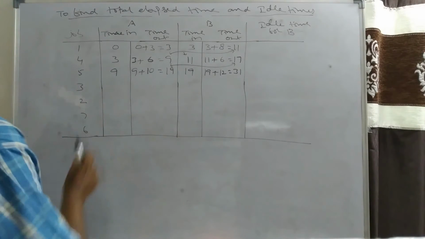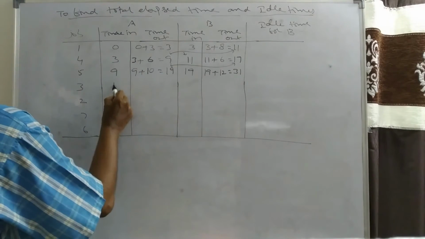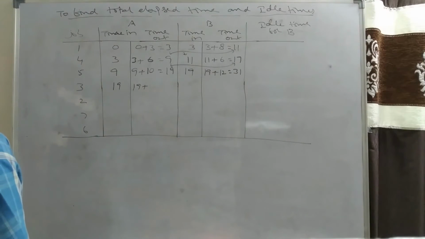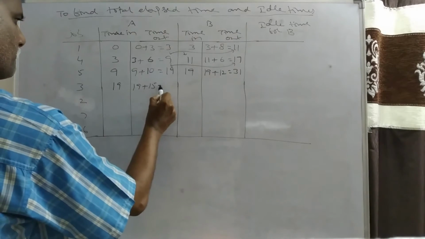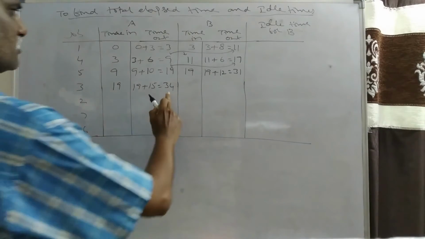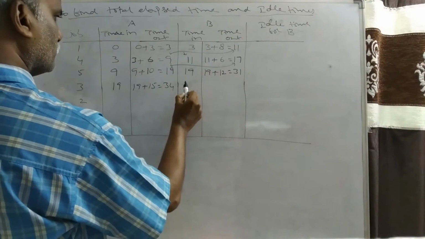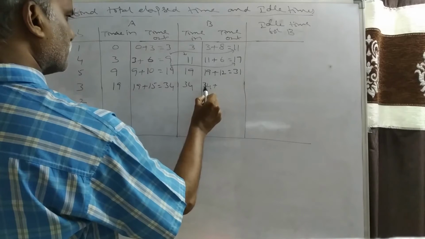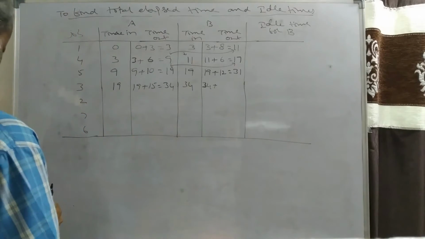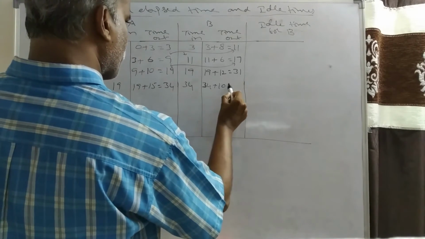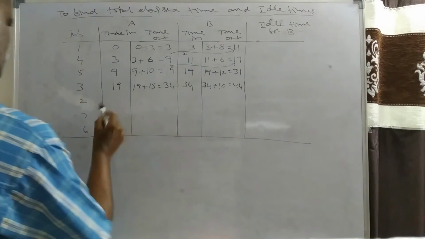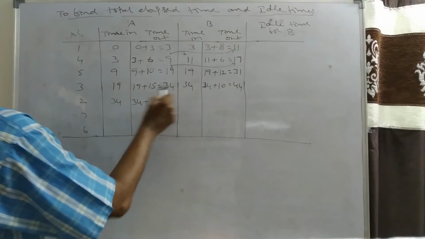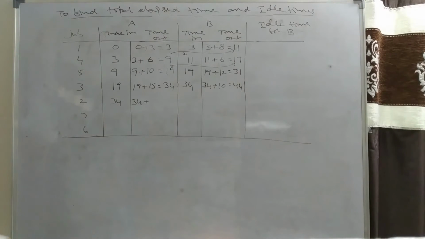Right. Next, job 3. So here timing is 19. So 19 plus duration of job 3 on machine A, 15, so 34. So the maximum of these two is 34. 34 plus duration of job 3 on B, 10. So that is 44. Next, here for job 2, time 34. 34 plus duration of job 2 on machine A, 12.